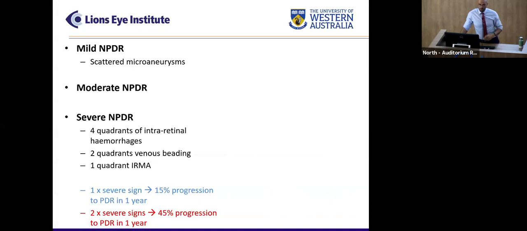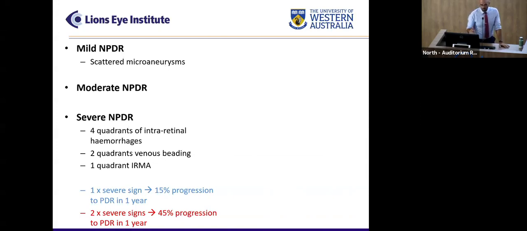IRMA, I-R-M-A, that's intraretinal microvascular abnormalities. I wouldn't worry about that at your stage. If you focus on the quadrants of bleeding and the presence or absence of beading, so bleeding and beading, that will tell you if someone's got severe non-proliferative.